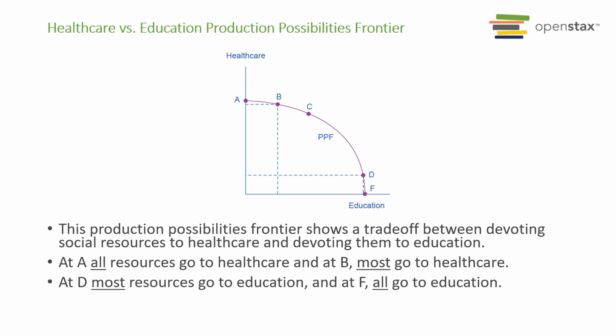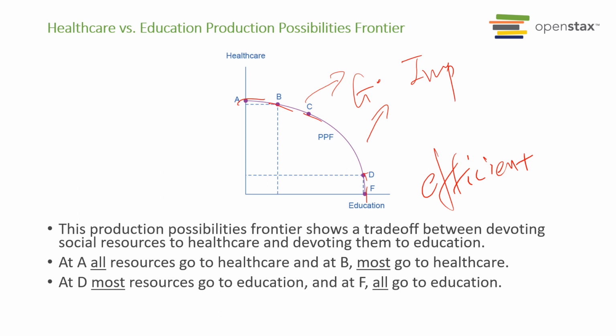So everything on the line, our points A, B, C, D, E, F, are all efficient. And then for anywhere outside the line, let's say we have point G over here. Because point G is outside of our PPF, we call it impossible, because we don't have enough resources to produce point G. Now, if you have a point inside, let's say this point right here, point H, we call this inefficient.